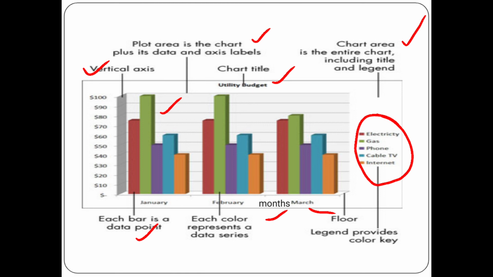In this section we discussed two things. First one, how to insert a chart: first you select the data, then click the Insert tab, and from there select the chart from the Chart group. Next thing, elements of a chart: chart area, plot area, data points, horizontal and vertical axis, legend, chart and axis title, and data label.